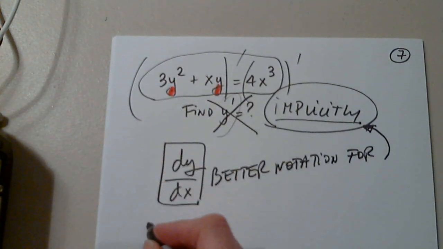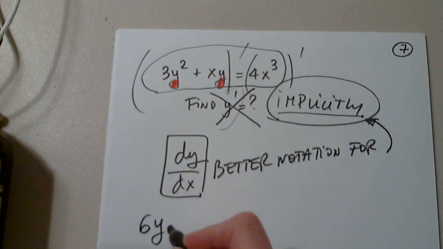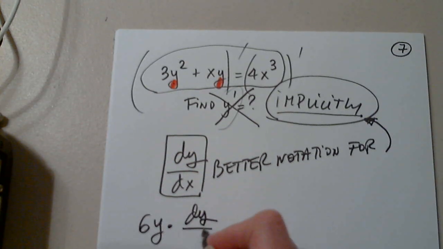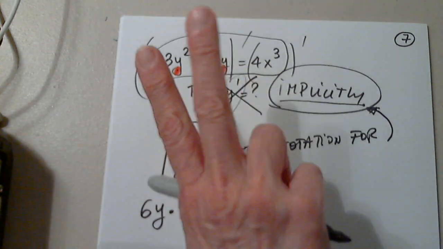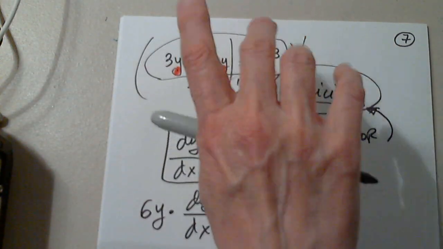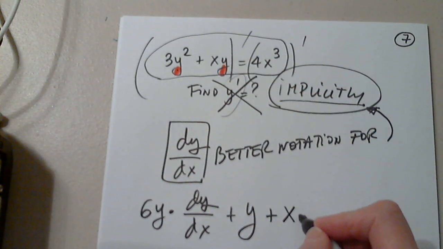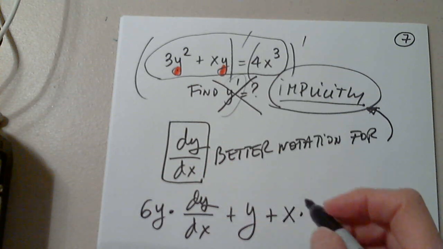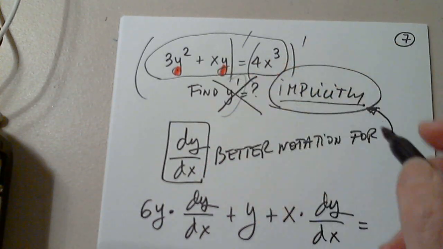So when I differentiate both sides, this is a function. 3 times 2 is 6. Y to 2 minus 1 times the inner function prime. Plus, this is a product, I have to be careful. First function prime is 1. Plus the first function times the second function prime. The right-hand side, 12x squared.